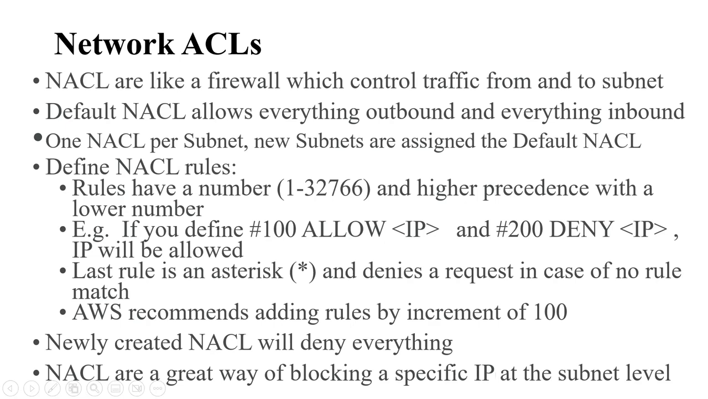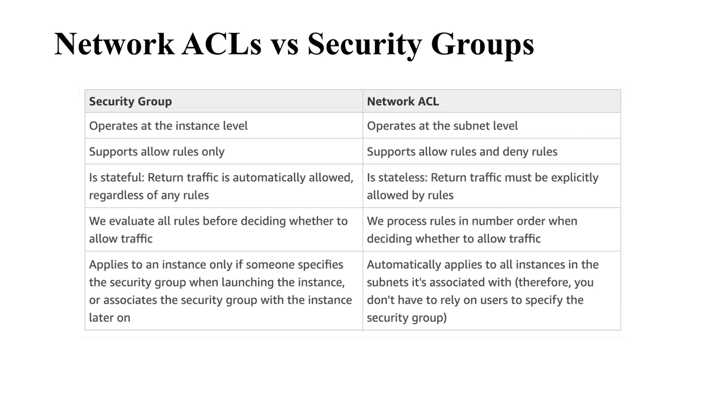NACLs are a great way of blocking a specific IP at the subnet level, especially hacker-related or unauthenticated IP addresses. We define a deny rule at the NACL level to block them before they enter the network itself. NACLs allow both allow and deny rules, but a security group is deny by default, though you can define allow rules.